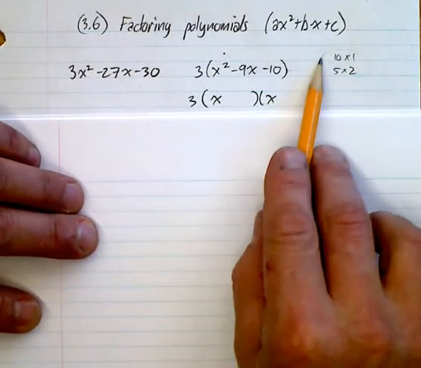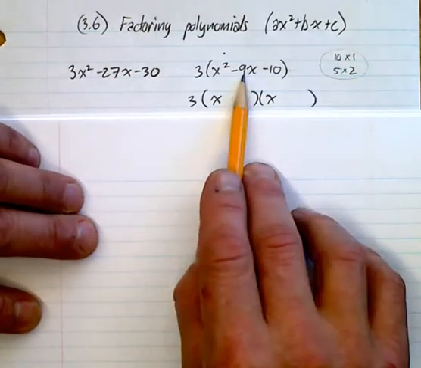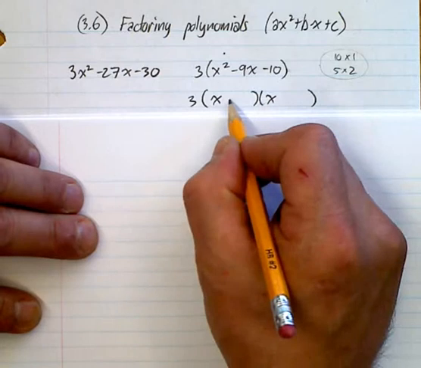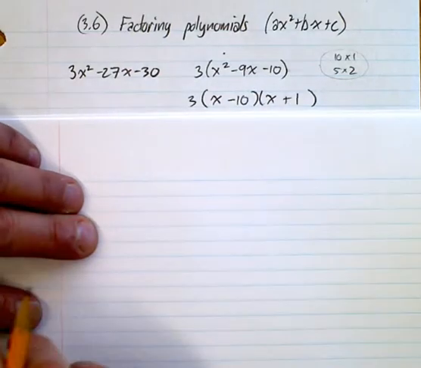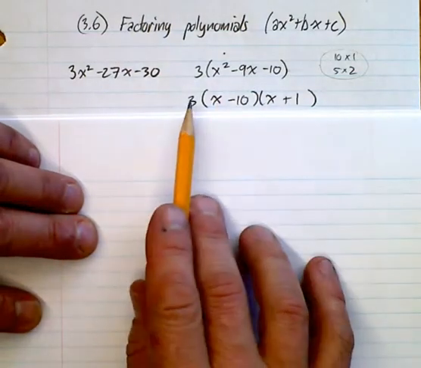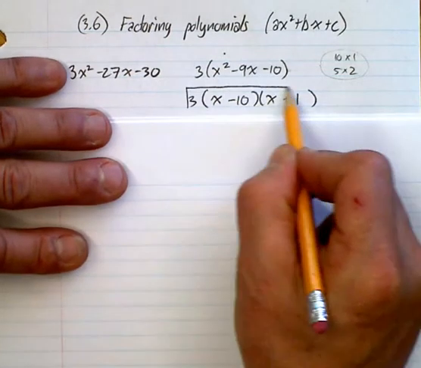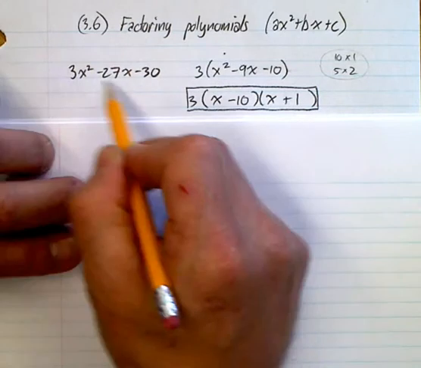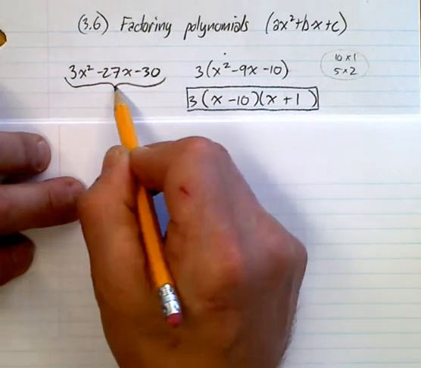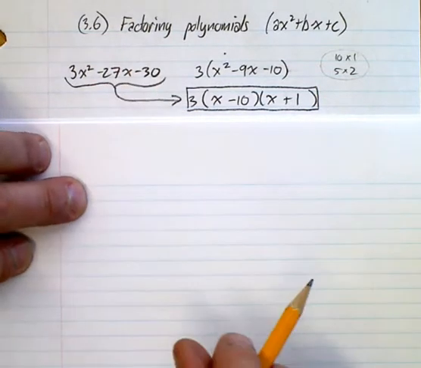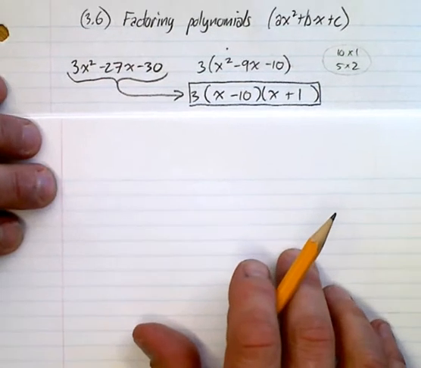Which one of these will give me a negative 9, right? Hopefully you can see that it would be a minus 10 and a plus 1. And you're done. Notice the 3 stays there. It needs to stay there. This is the fully factored form of this polynomial or trinomial right there. Okay? Let's now look at a different one.